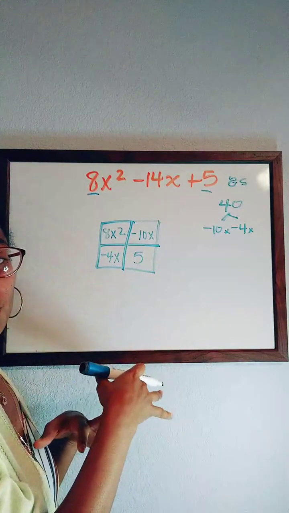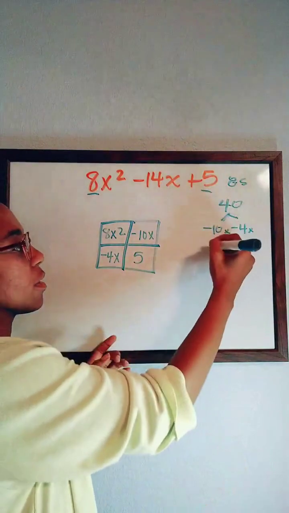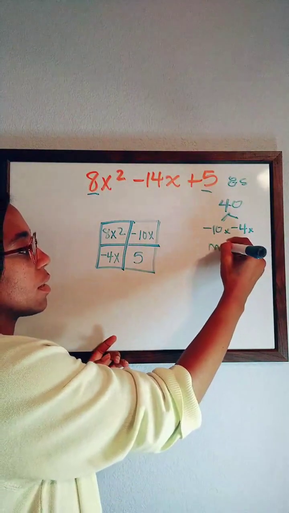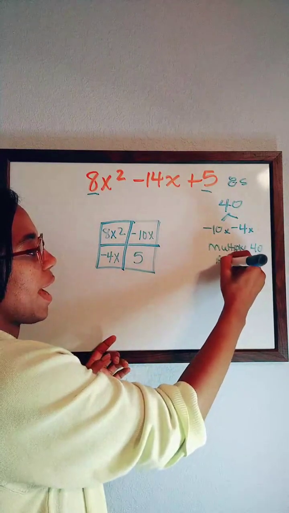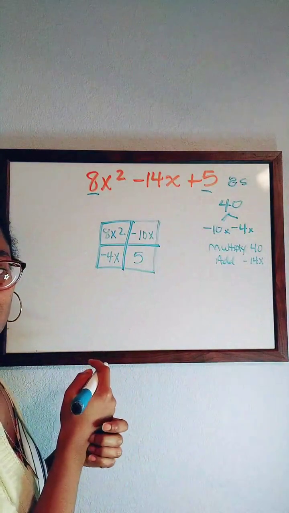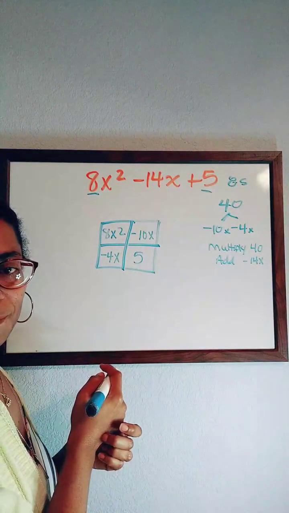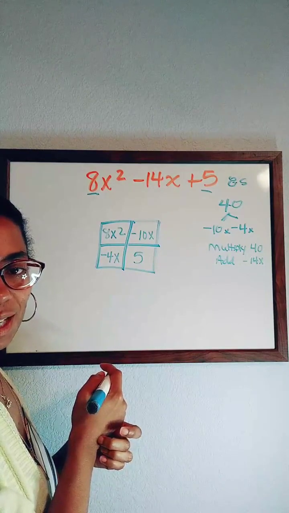So 7 and 2 don't add up to be 14. They have to add up. So they multiply to make 40, and then they add to make negative 14x. So that's what I'm looking for. Oh, that's okay. You remember? Good. Hey, CS Money, thank you.